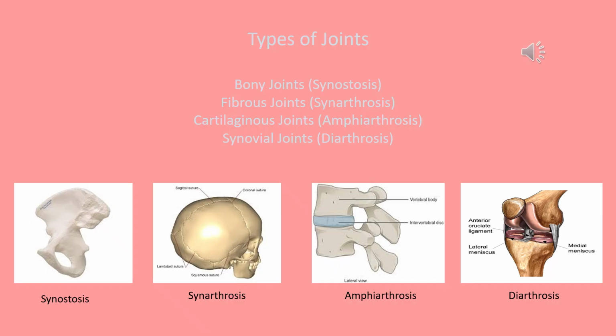The fourth type of joint is a synovial joint. Synovial joints allow for range of motion. So we have a joint capsule, which is filled with synovial fluid to minimize friction between the moving bones. So we'll spend the rest of this slideshow discussing the synovial joints and the various structures found within them. Next slide, please.